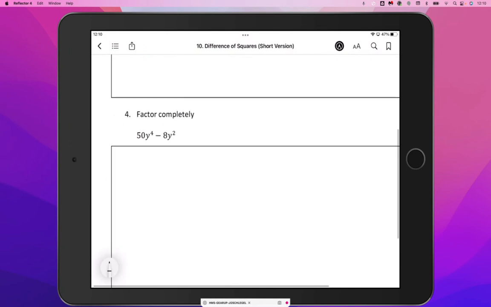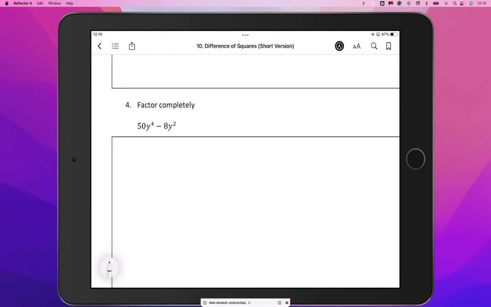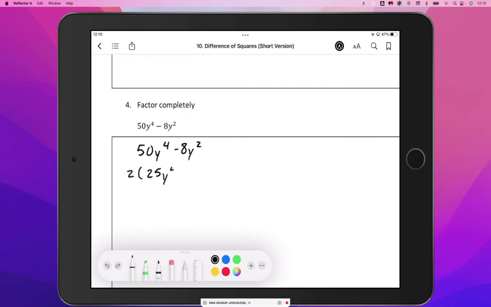Number 4 is a bit wacky because 50 is not a perfect square, and neither is 8. But we can do something about that. Because we can notice that, hey, I could divide both sides by 2. Or I could divide the whole thing by 2. And if I factor out a 2, I get 25y to the 4th. And I could actually take out a y to the power of 2 also. I didn't even notice that. So let's see what happens if we do that.